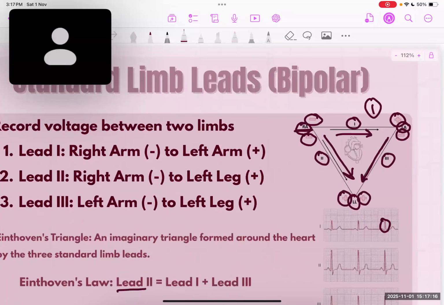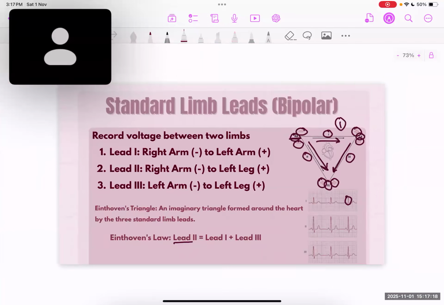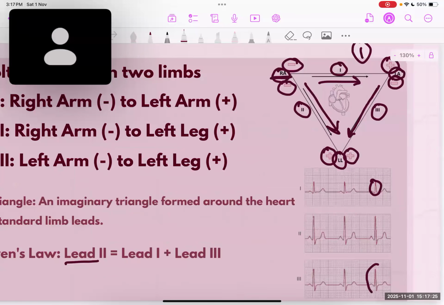Is that clear now? You just need to memorize this, and the basic principle you need to remember is that lead two is equal to lead one plus lead three. So the sum of this and this will give you this.